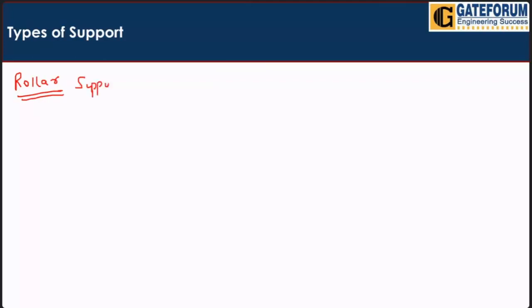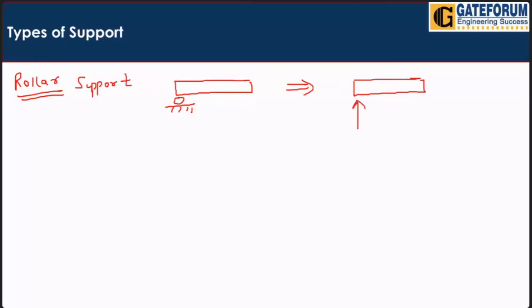Roller support. What is the meaning of roller support here? It is represented like this. Suppose here we have a beam and this one is the support, known as roller support. If we remove the roller, instead of the roller we have one support reaction only, perpendicular to this surface. Here we have the support reaction for the roller support.